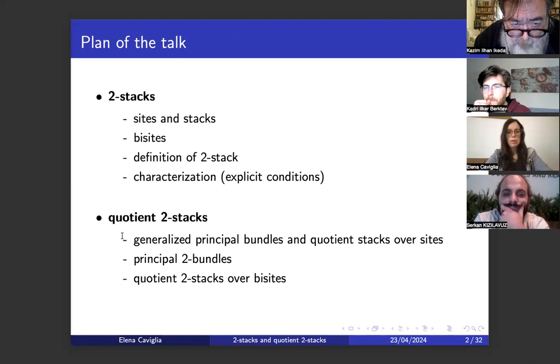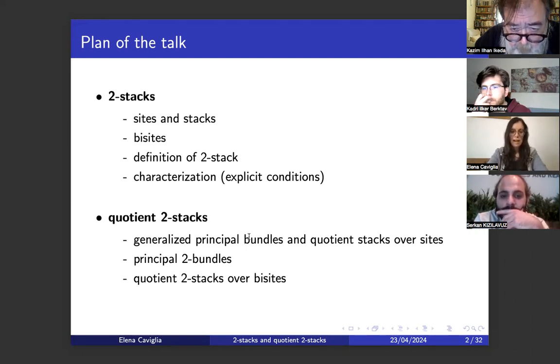And after that, we will move to quotient two stacks. I will talk a little bit about what I did in the context of sites, so in one-dimensional categories, because I generalized principal bundles and quotient stacks in this context. And then we will move to dimension 2, and I will tell you how I did the same theory, but in dimension 2. And in this case, the objects that we find are two stacks. And that's why I needed this notion of two stack.